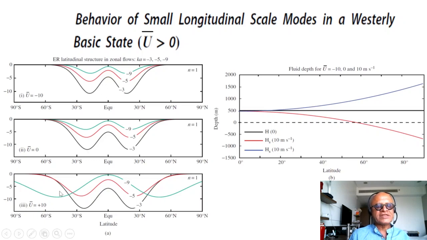But when you go to westerly basic state, you can see that there is a massive change in the meridional scale of the wave, depending on the wave number. The -9 here, westward propagating equatorial Rossby wave with wave number 9, is going all the way to the poles for the first meridional mode. Okay, so you can see the same thing here in terms of latitude and the depth dependence.